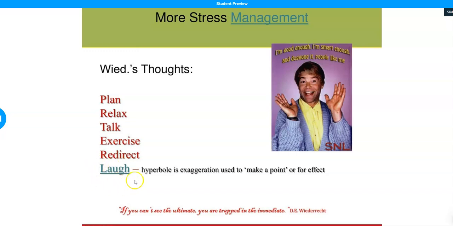And then laugh. So find something that is humorous, but be aware of the dreaded black hole of YouTube where you enter and 6 hours later you emerge and you haven't accomplished anything. And then this is my quote here because, as far as I can see, no one else has ever said it: if you can't see the ultimate, you're trapped in the immediate. So just like the goals, if you can't see what your big purpose is, you're going to be trapped in the here and now and focused on that rather than working towards achieving those excellent goals.